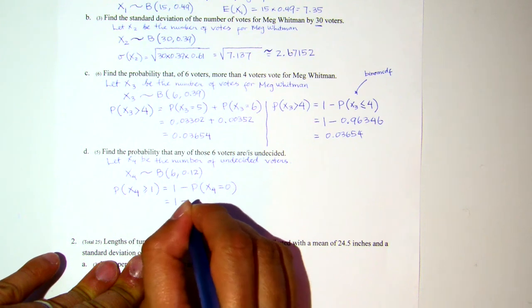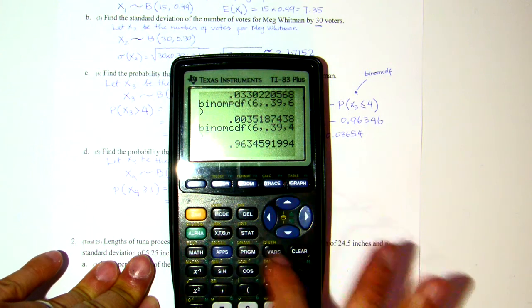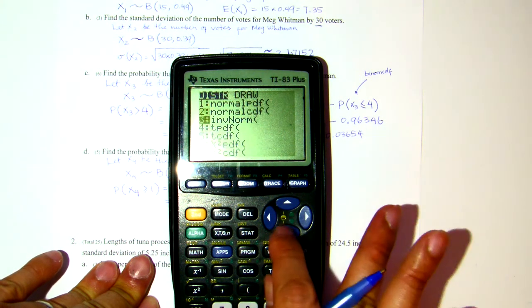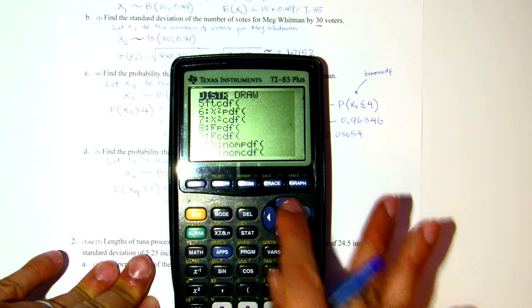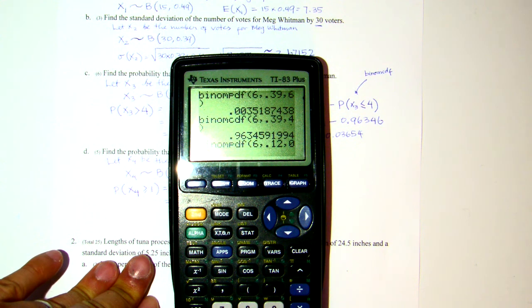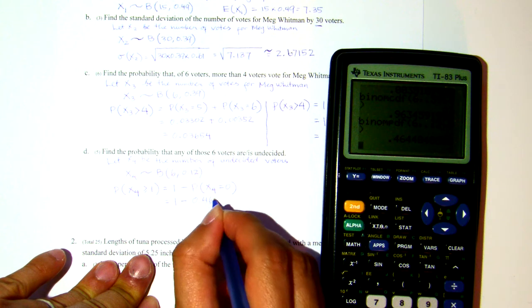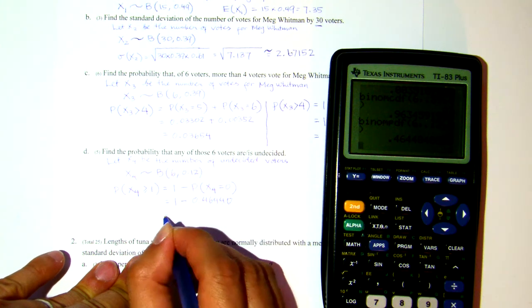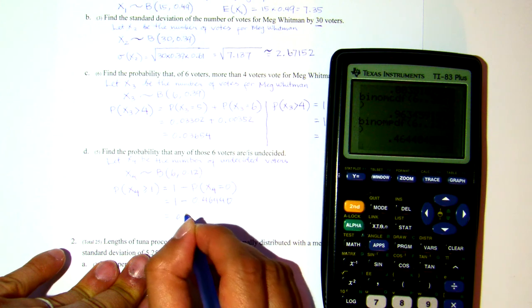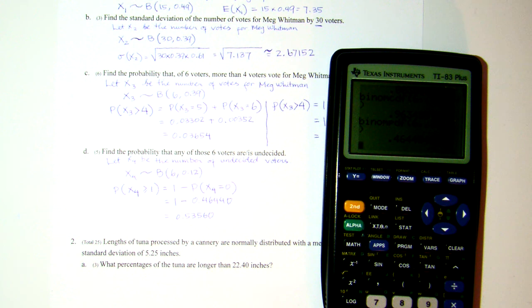Now from here I use 1 minus, going back to my calculator, binom PDF, number of trials 6, but this time the probability of each success is 0.12, and I need 0 successes. That is 0.46440. Subtract that from 1, it will be 0.53560. Okay, that's for part D.